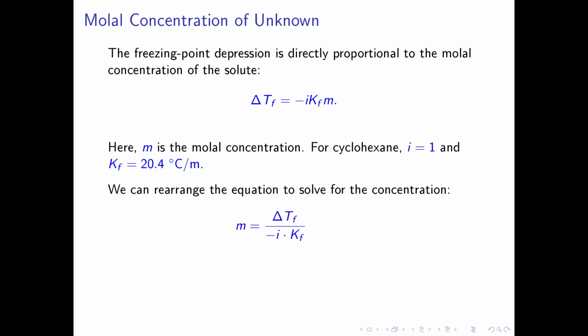We can rearrange the equation to solve for concentration, giving m is equal to delta T_F divided by negative i times K_f, or for my data, negative 6.06 degrees Celsius for the freezing point depression, divided by negative 1 times 20.4 degrees Celsius per molal, which gives a molal concentration of 0.297.